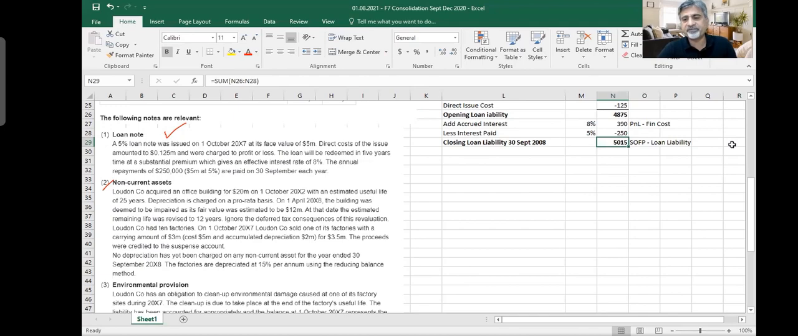Loan liability is 5015. 250 you have paid, paid interest. So that one will go to the income statement. This one will go 390. Okay, that I wrote P&L.